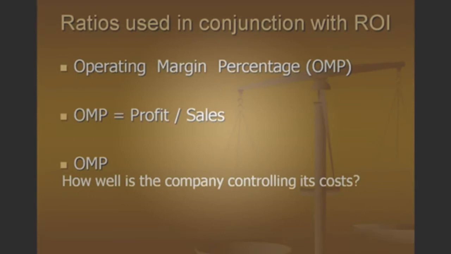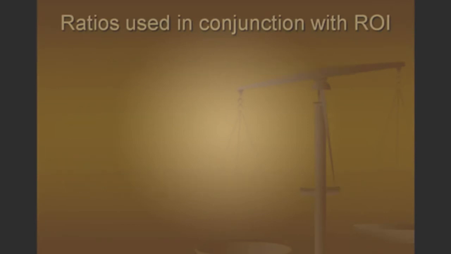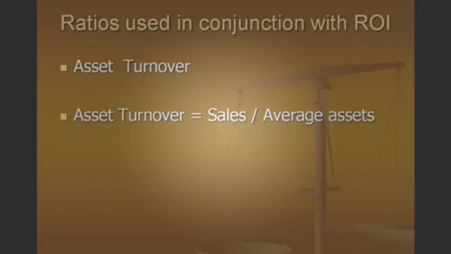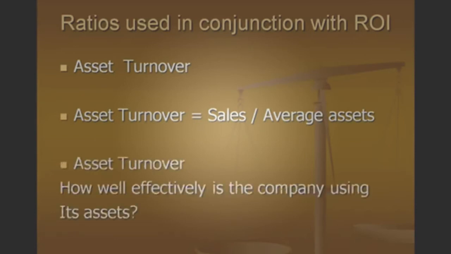Another ratio which is used is asset turnover. Here's the formula: asset turnover equals sales over average assets. Asset turnover also tells you something. It basically tells you how well or effectively the company is using its assets. So, OMP tells you how well the company is controlling its costs. Asset turnover tells you how well or how effectively the company is using its assets.